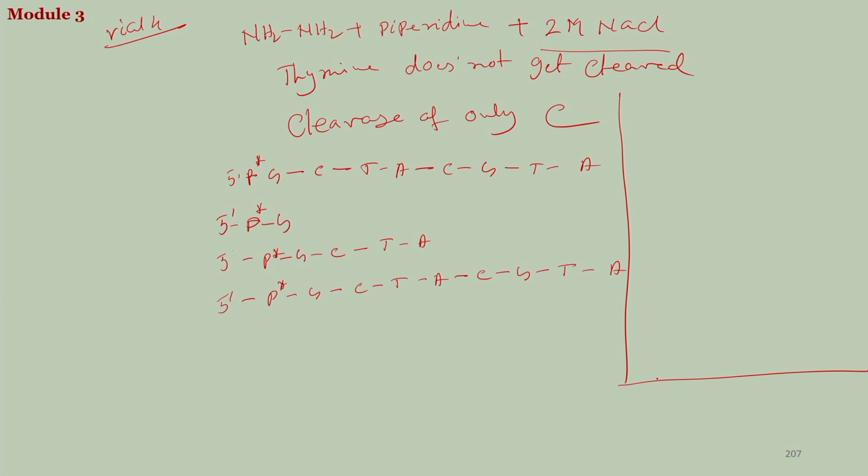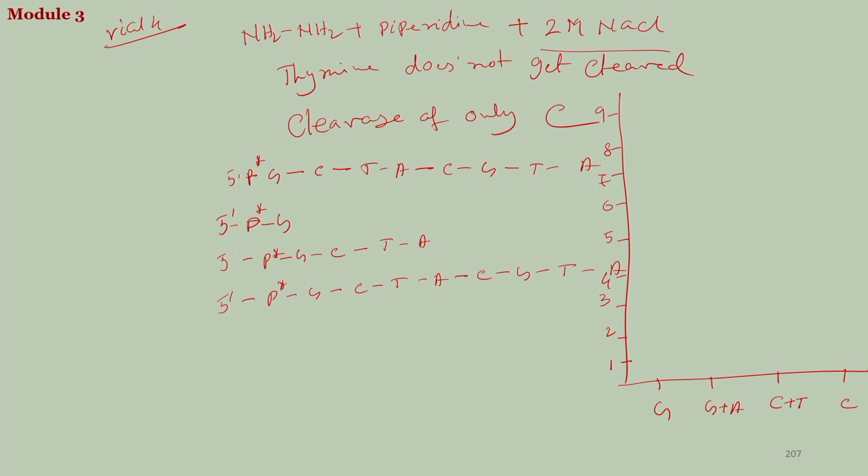The gel will have lanes in this order: G, then G plus A, then C plus T, and the last one C. And here are the lengths, starting with the first phosphate. We will count the phosphate also: 1, 2, 3, 4, 5, 6, 7, 8, 9.